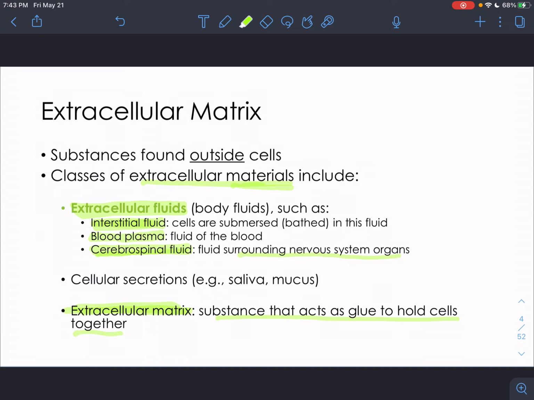Also, outside the cell, we can find extracellular secretions. So some of our cells are able to secrete substances. We have digestive substances, saliva, things that are important in digestion of food. And we also have some lubricants in our body, mucus and whatnot through our digestive organs and other parts of our body that make sure things passing through can go smoothly. Okay? So that's what's outside the cell.